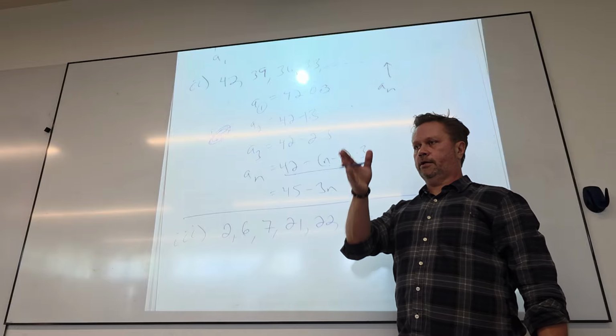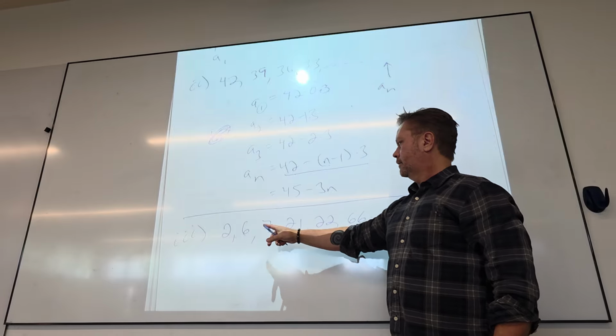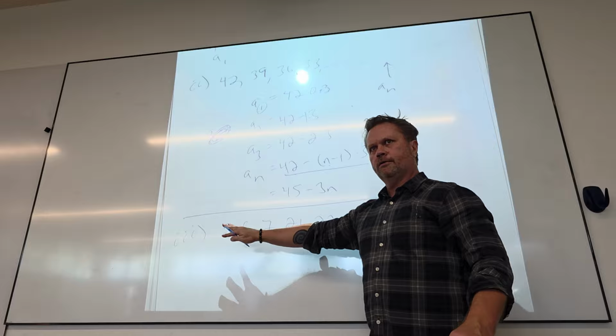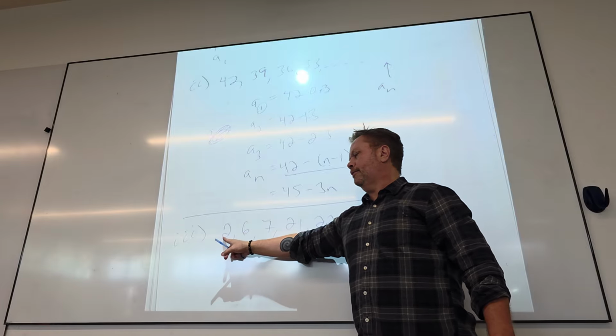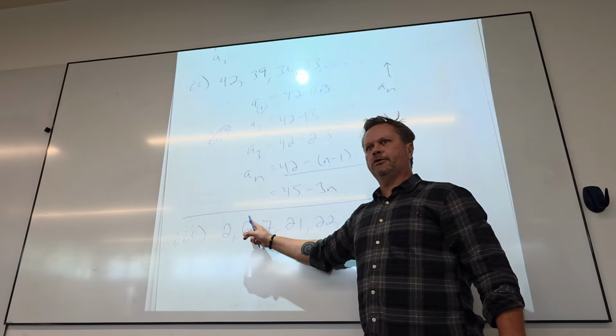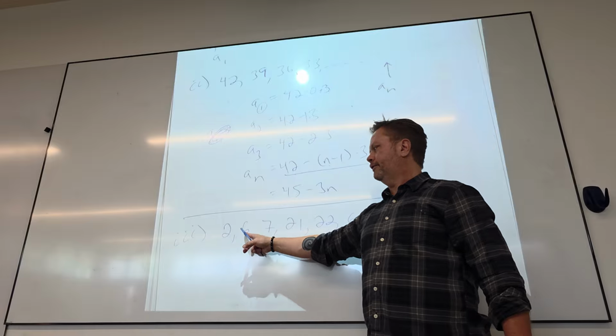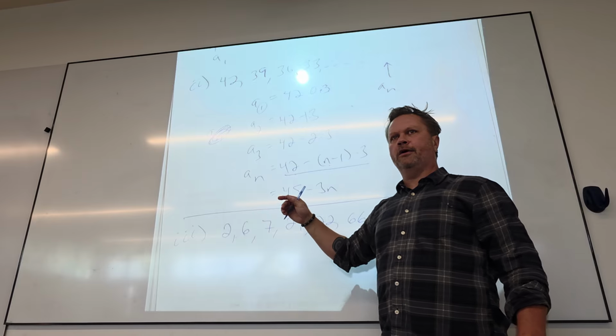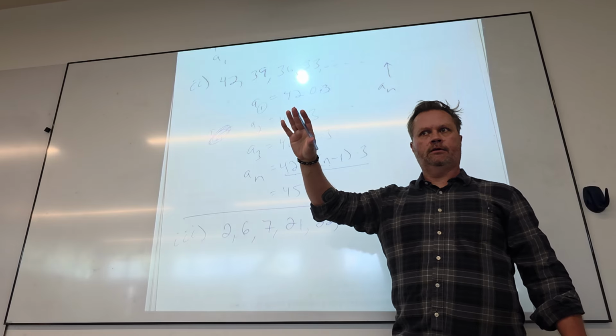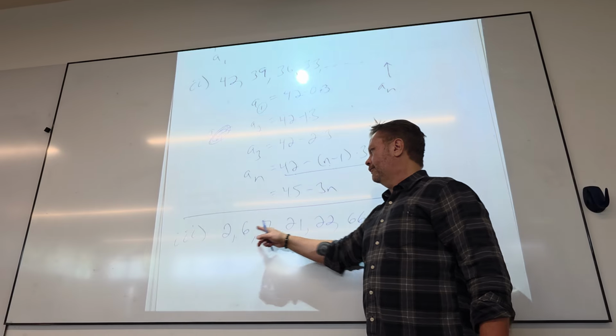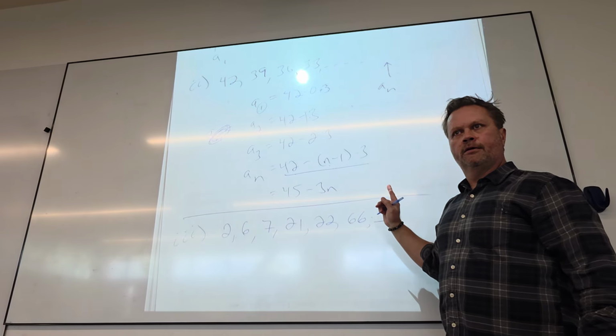Is everybody with me? So it looks like if I'm on an odd term, I multiply by 3 to get to the next one. If I'm on an even term, I add 1 to get to the next one. You guys see that? Second term, I add 1. Fourth term, I add 1. Yes?